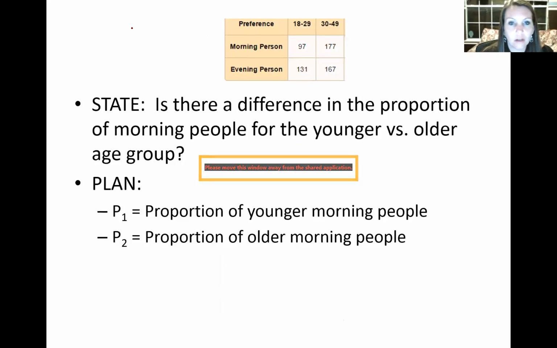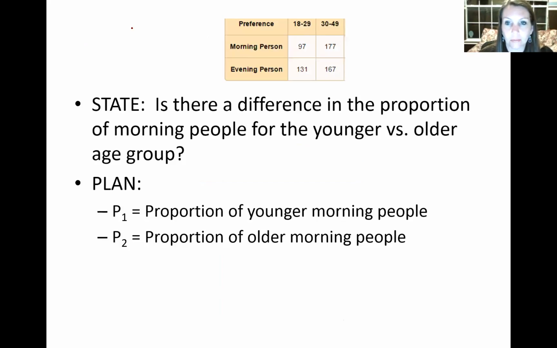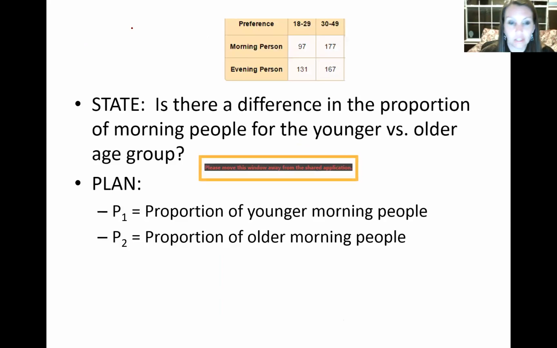So we just want to know, is there a difference in the proportion of morning people for the younger versus the older age group? So step number 2 is plan. First thing we do under the plan step is we identify our population parameters. So we have 2 population parameters because we had 2 groups that we're comparing here. So P1 would be the proportion of younger morning people, and then P2 would be the proportion of older morning people. Now, the fact that I assigned P1 to be younger and P2 to be older, that was arbitrary.